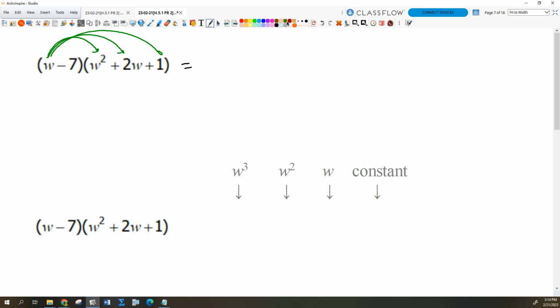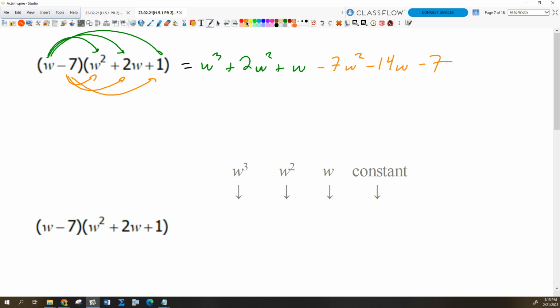If I distribute the w, what do I get? w cubed plus w. Okay, good. And if I distribute the negative 7, what's that going to give me? Negative 7w squared minus 14w minus 7. And we could play the same game we did before, right? We could just cross these things off as we go.